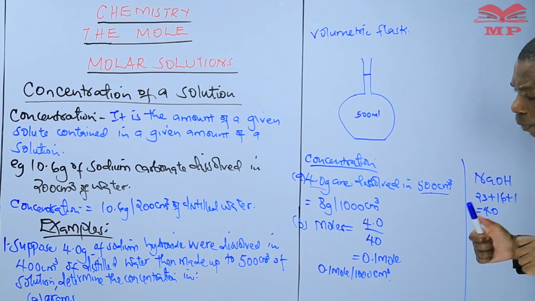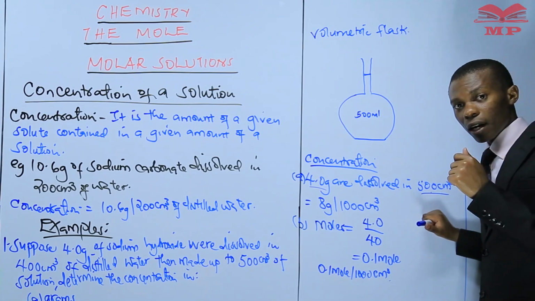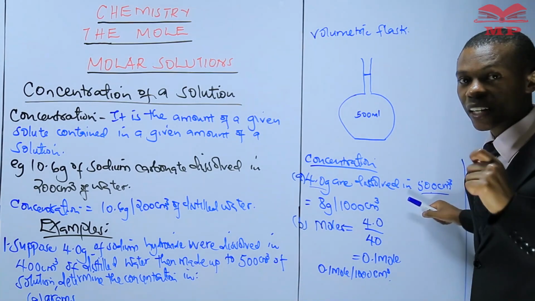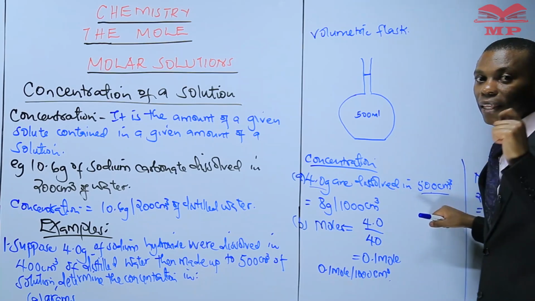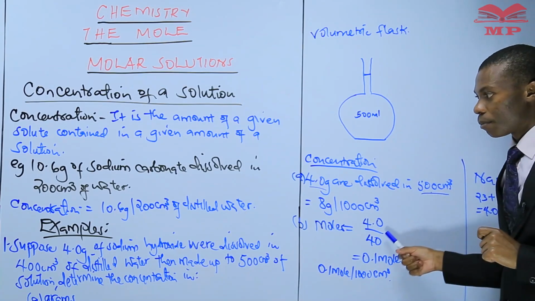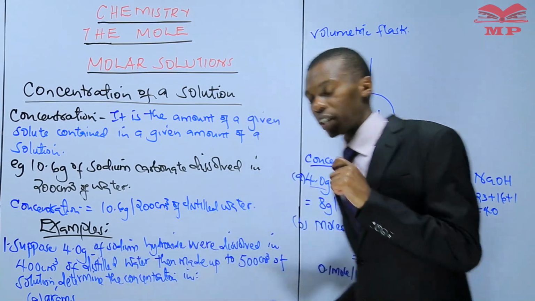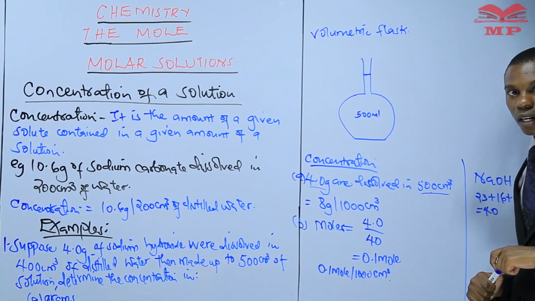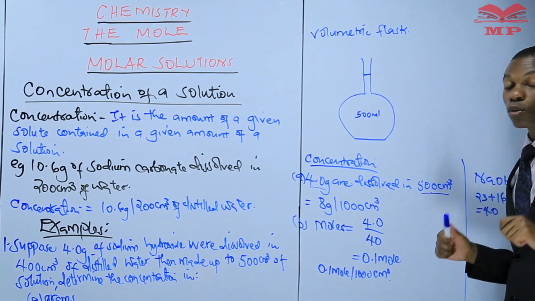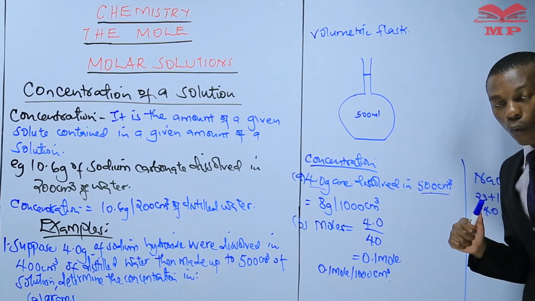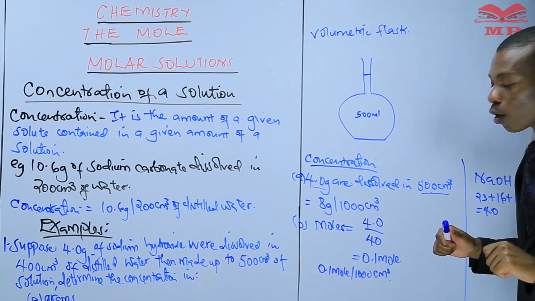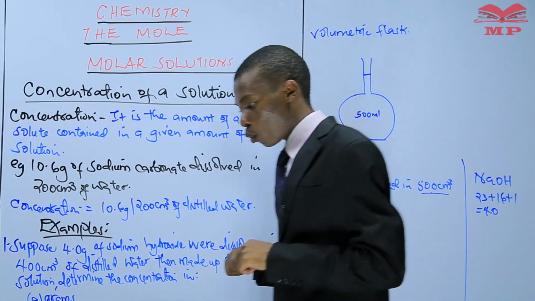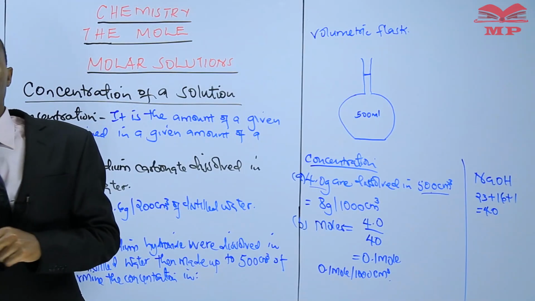Now, in the second, the moles per liter: remember, when calculating the number of moles, moles are given by mass divided by molar mass, or the relative formula mass. The mass you are dissolving is 4 grams, and the molar mass is 40. Therefore, you get 0.1. So the concentration of that solution is 0.1 mole per liter, or per 1000 centimeters cubed. And that is how you go about calculation of concentration.